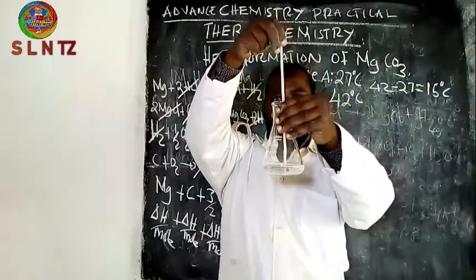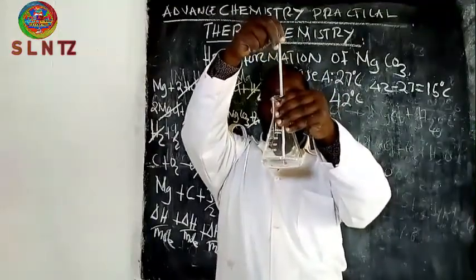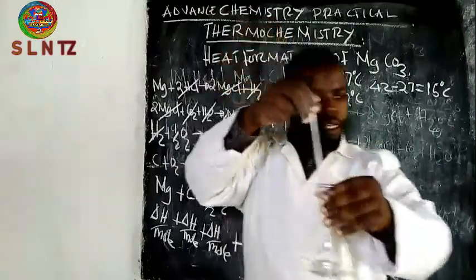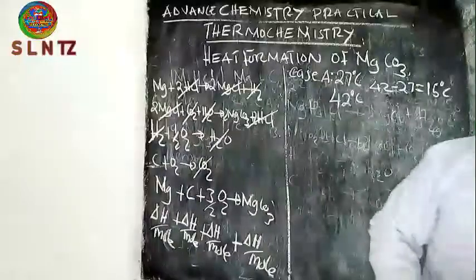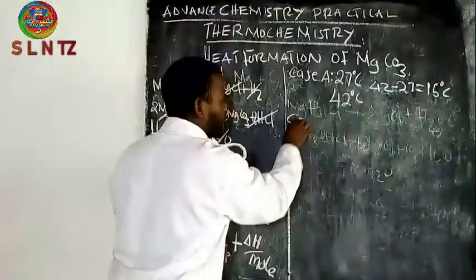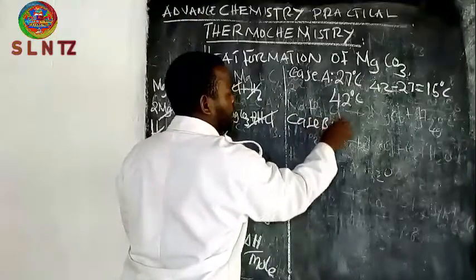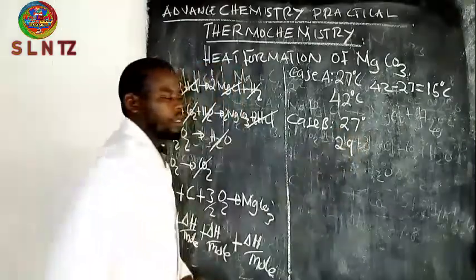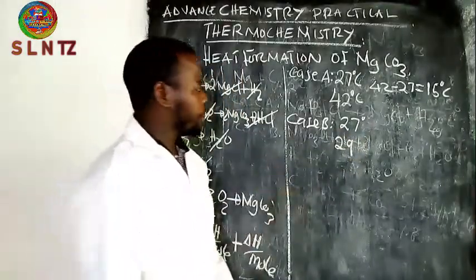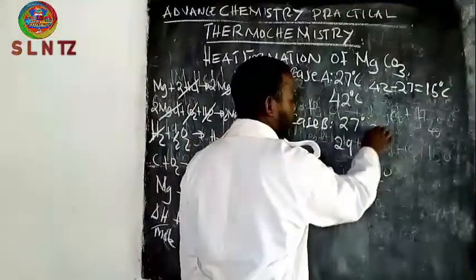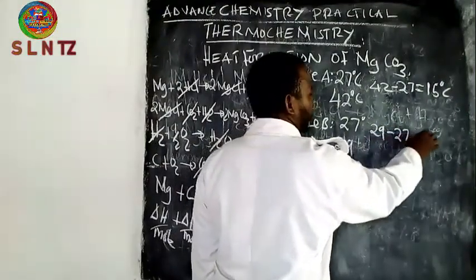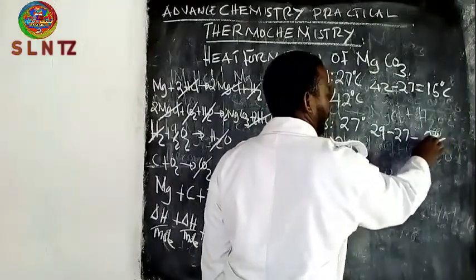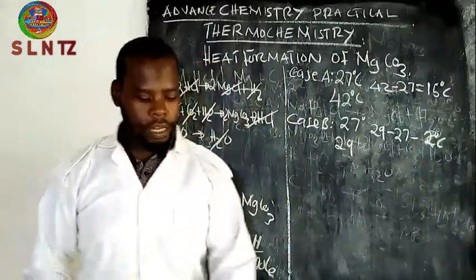Okay, 27. There is 28 final temperature. Case 2, case B, initial is 27, and now final is 29, sorry, that is 29. So temperature change is equal to 2 Celsius, 2 centigrade degrees.